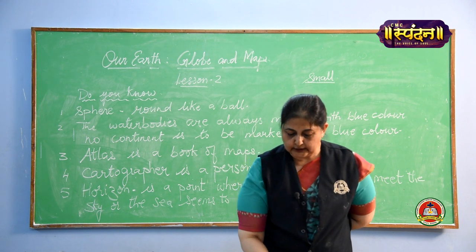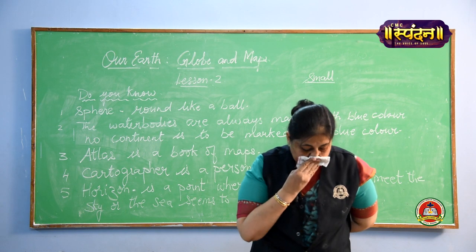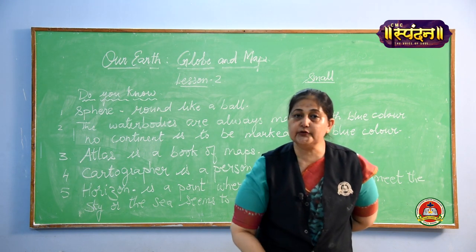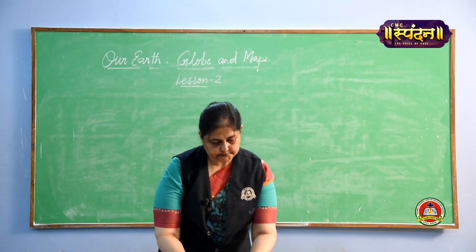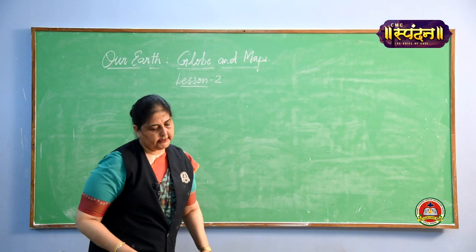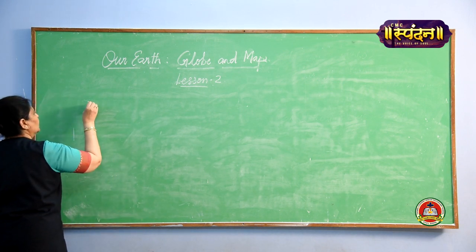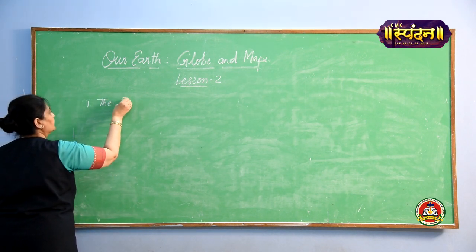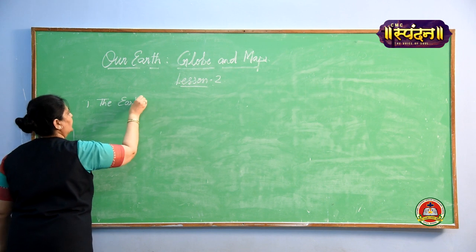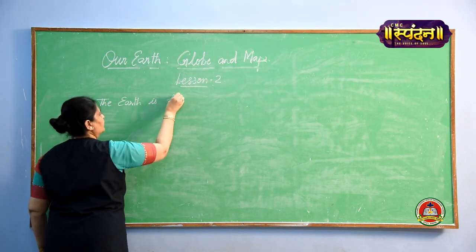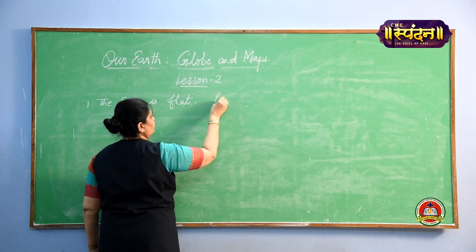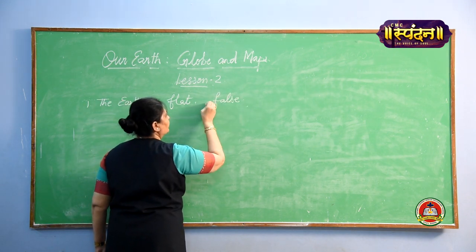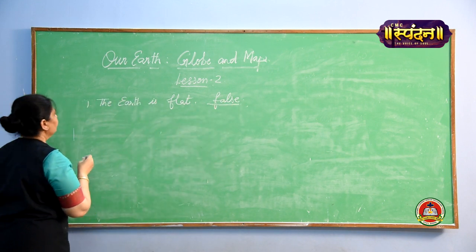Now children, write down date and classwork on true and false exercise and choose the correct. We will be doing it right now in the book. Children, the first one: the earth is flat. Is it true or false? It is false. Please write down false in the space given there.